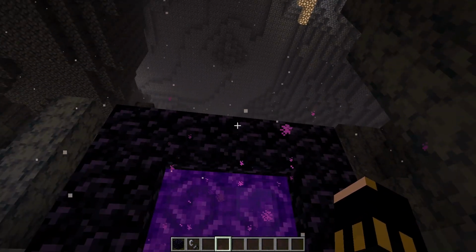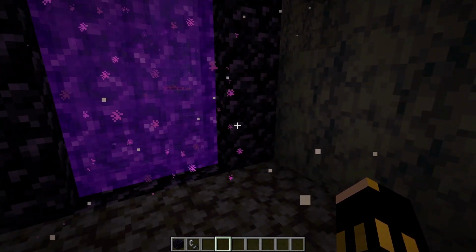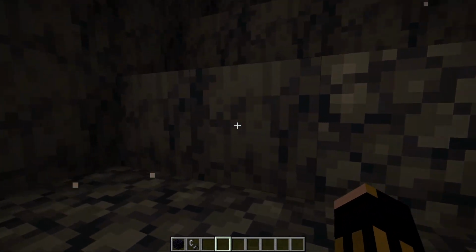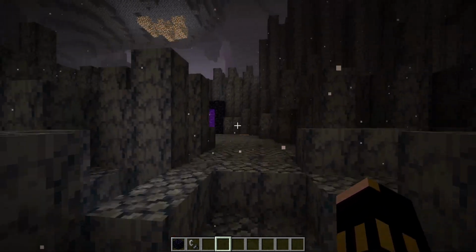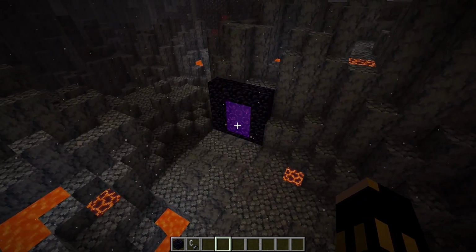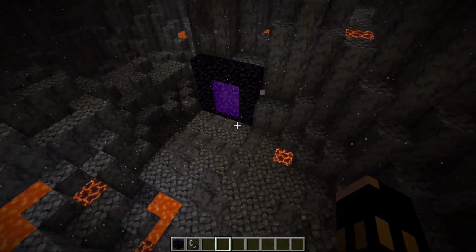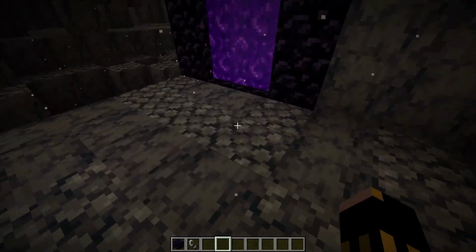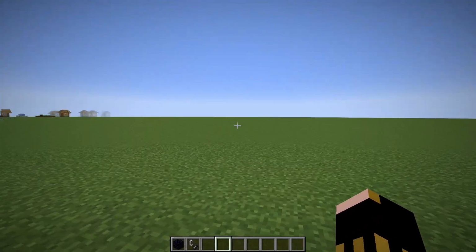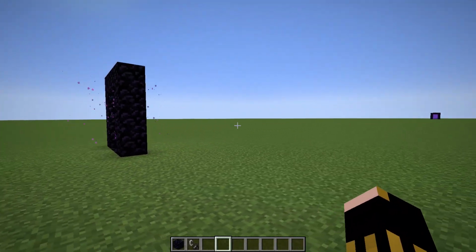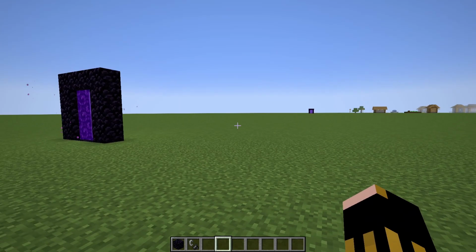Alright, so I just spawned in the Nether, and if I go over here, you will see there's the portal on the other side. There's 20 blocks between the two portals, and if I exit on this side, you will see that I am now 160 blocks away.